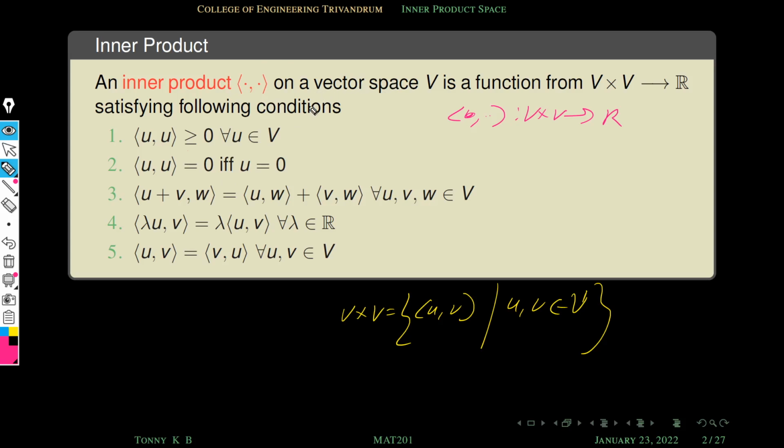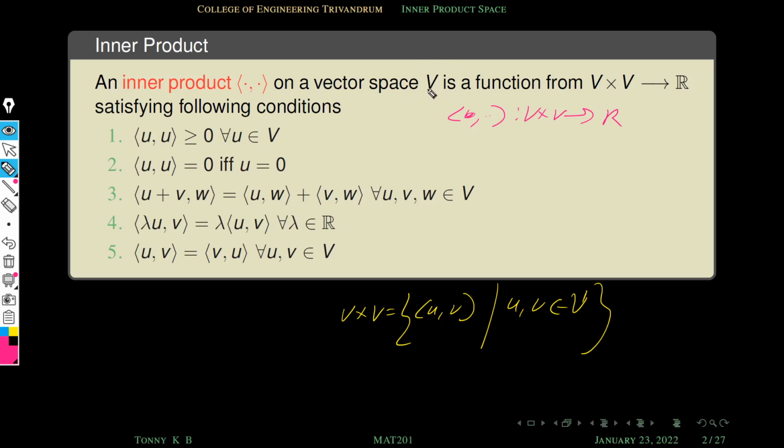And one more thing, generally this scalar set is a field. In general it may be the real numbers or complex numbers. Anyway, in this case we will consider only the real inner product space. That's why we take our range as real numbers. In general this may be complex numbers, but we consider only real inner product spaces. So this is the idea of an inner product defined on a vector space V. First of all, V should be a vector space.